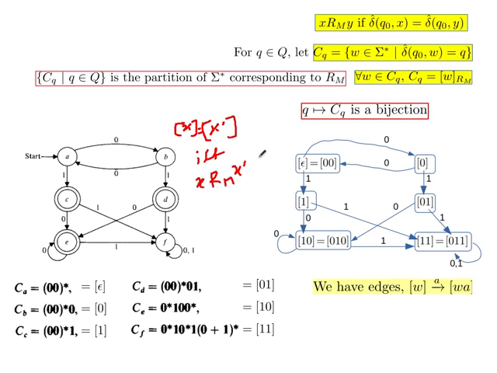And what are the transitions? So the transitions are of this form. If you have some W which leads to this state, the state you can reach by processing W, then if you process another symbol A, you go to a state corresponding to this. So you go to this state, which is also an equivalence class.